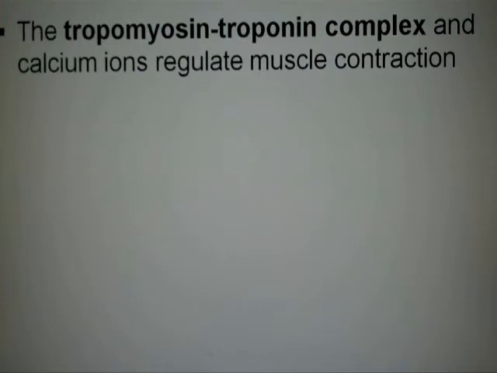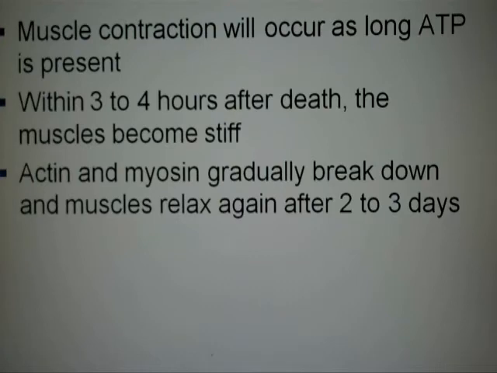So your muscles just don't contract arbitrarily. They need a nerve impulse. The nerve impulse will release the calcium. The calcium will expose the binding sites. That's going to allow the muscles to contract, the filaments to slide past each other. So long as there's ATP present, your muscles can contract. So what if there's no ATP present?